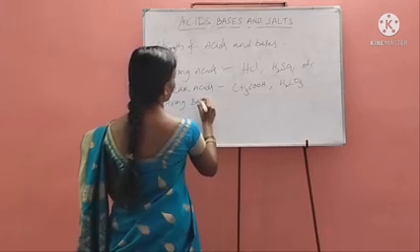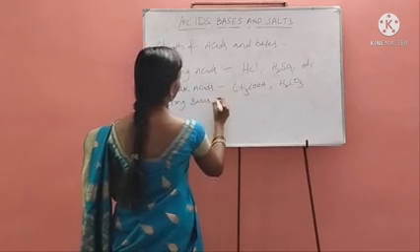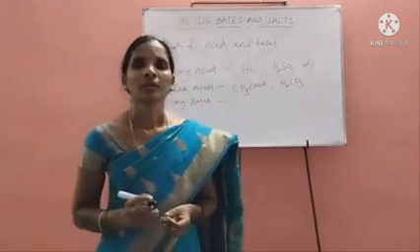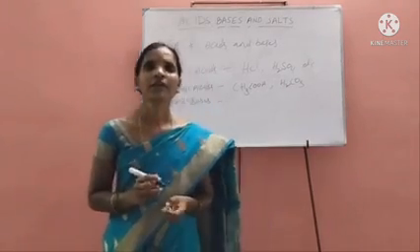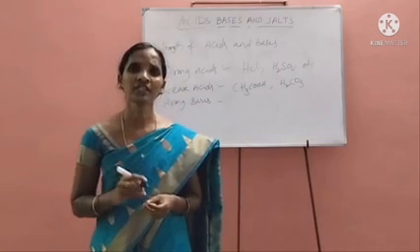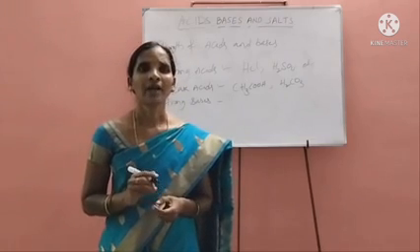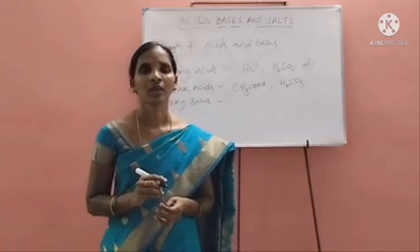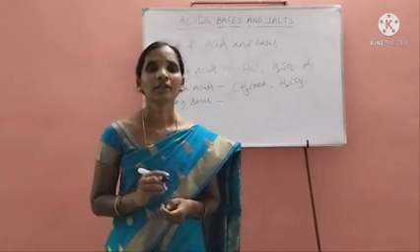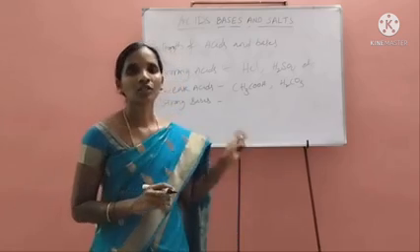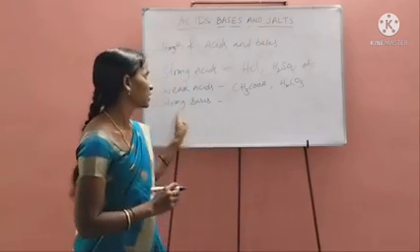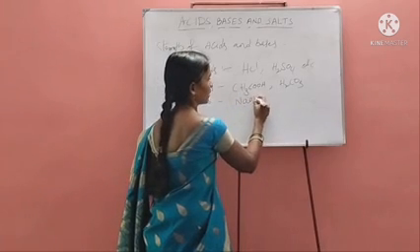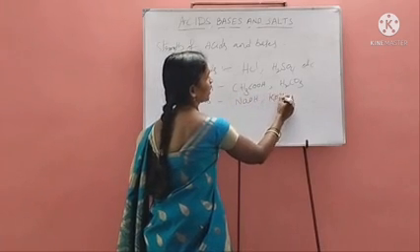Next, strong bases. Which bases are called strong bases? Bases which completely dissolve in water and thus produce hydroxide ions are called strong bases. For example, sodium hydroxide, potassium hydroxide.